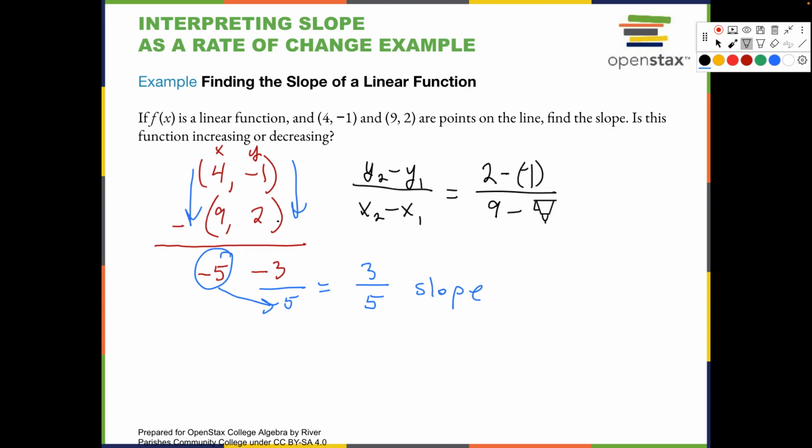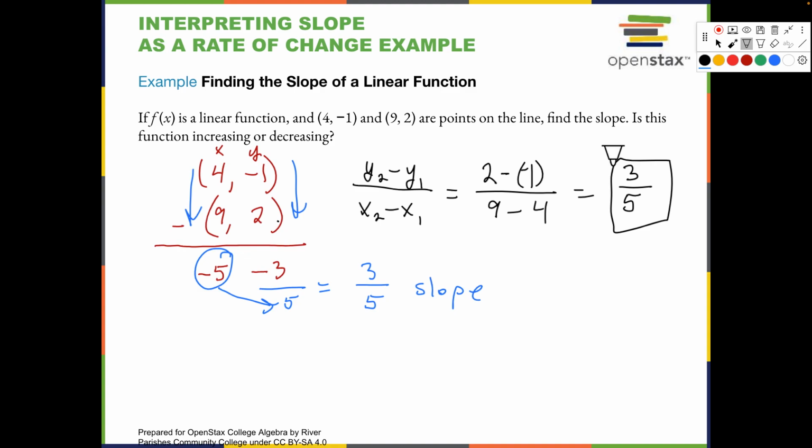So notice how this is where I typically will make some kind of mistake, because you've got to get everything in the right place. And it's easy to get off one of them and then you get a negative slope when you should have a positive slope or something. 2 subtract negative 1, so in this case we end up with positive 3, right? 9 minus 4 is 5, so we ended up with positive 3/5 right away.